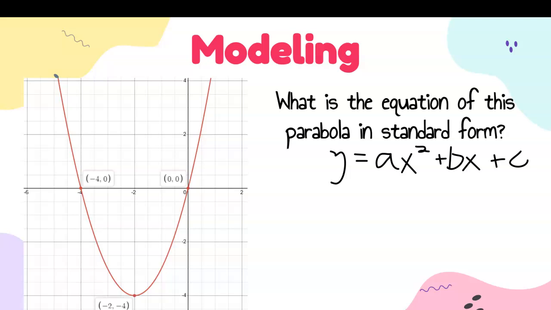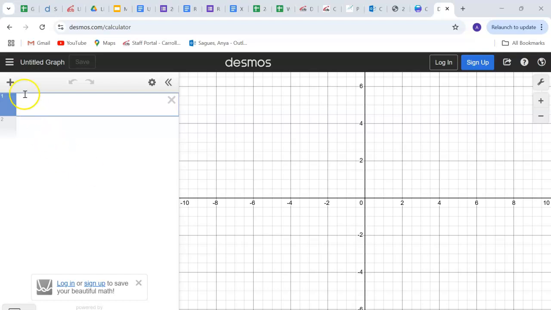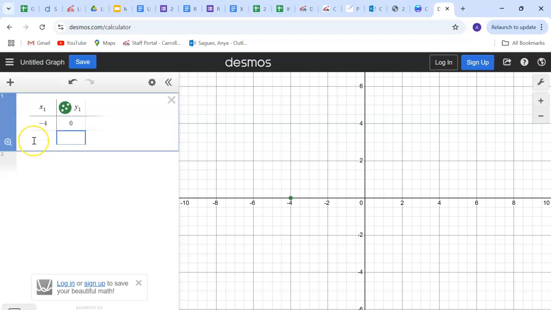Well, we are going to need to use a tool to help us figure this out. We are going to need to use Desmos. So here we are in Desmos. I am going to put these points that I saw on my graph into a table. So I will click the plus sign, I will click table, and I've got my table. Now it doesn't matter what order we put the points in because they are all going to get put on the graph. We will start with (-4, 0), (0, 0), and then our last one was (-2, -4).